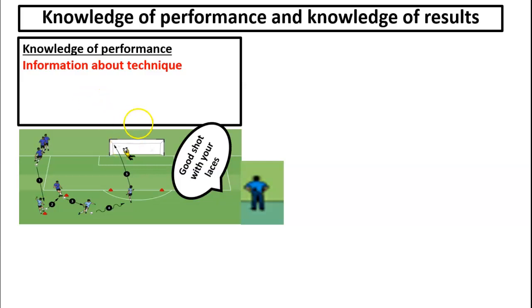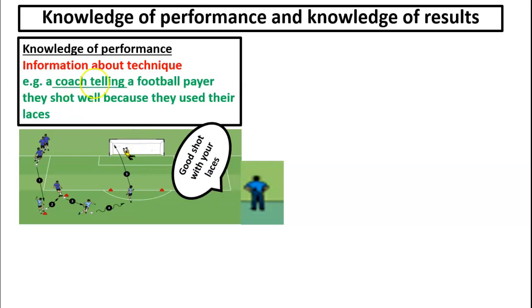Now I put into here just so you can have it as the example on there. A coach and a football player, they shot well because they use their laces. So I put that in there so you can see how it is. That is a technical coaching point, therefore it's knowledge of performance. Information about technique. So really important, you have to make sure we get this translation right. Knowledge of performance is not information about performance. You can't use that as a description. It's information about technique, and that word is going to come up over and over again.